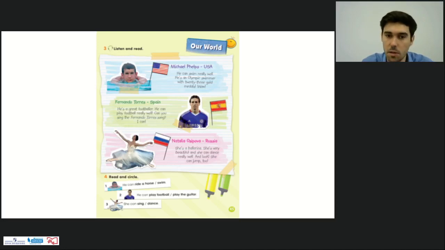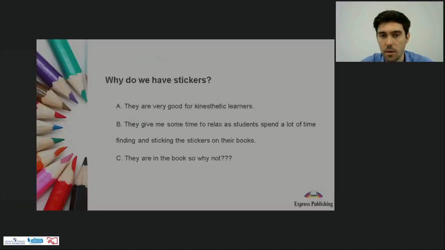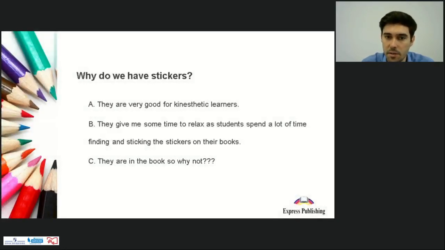As English is used across the world in many different countries, so why not see how different people use English in different countries? Why do we have stickers in our books? Many of our activity books include sticker activities. As we talked about before, many of our primary learners are quite tactile learners. They enjoy touching things and creating things. So our answer for this one would be A. They're very good for kinesthetic learners.